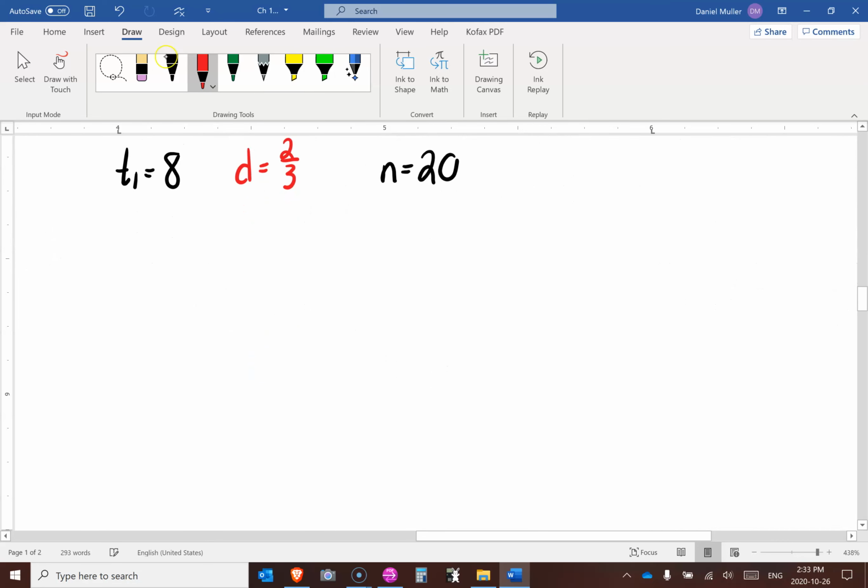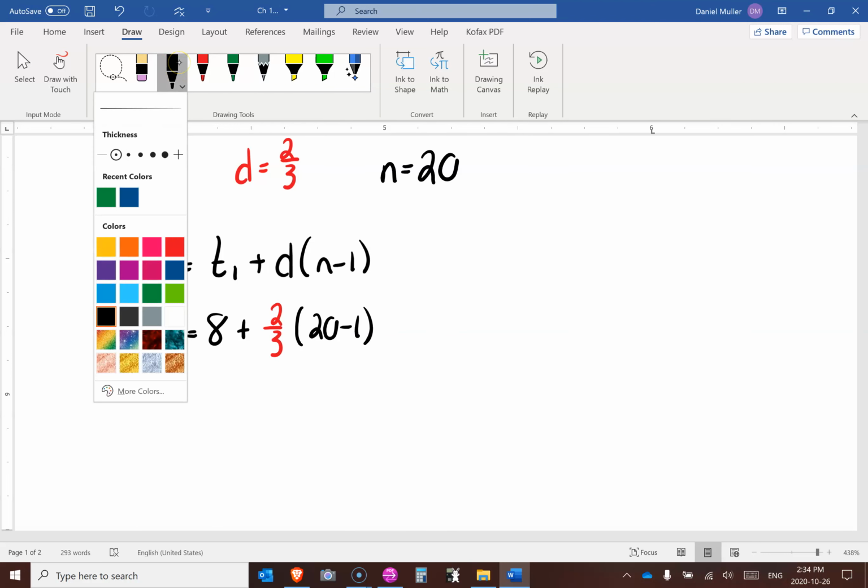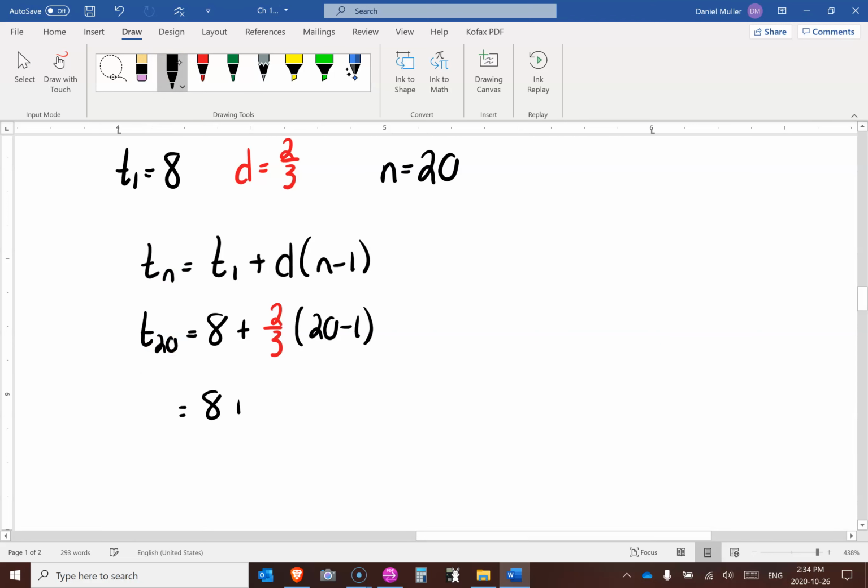Okay. So Tn equals T1 plus d bracket n minus 1. So T20 is equal to 8 plus d, which is 2/3, times 20 minus 1, which is 19. So we're going to do a little bit of fraction work here, because I see 2/3 and I see a 19. Now 19 is on the numerator. What's on the denominator happens to be a 1.